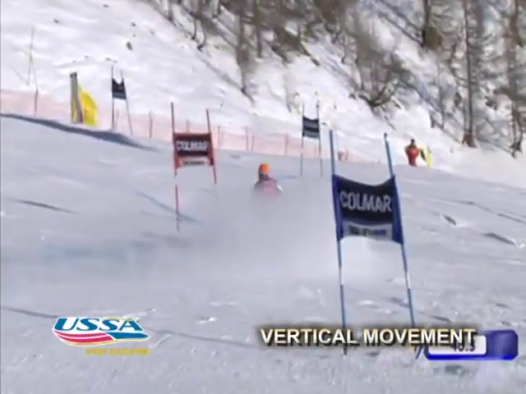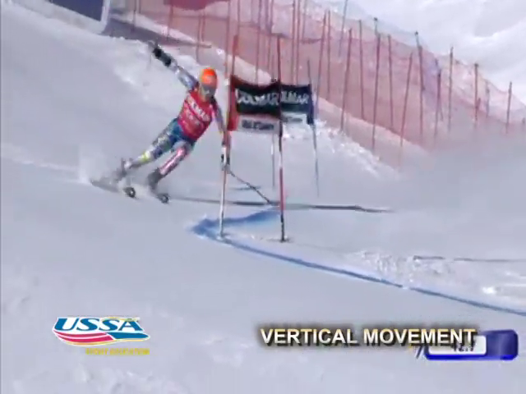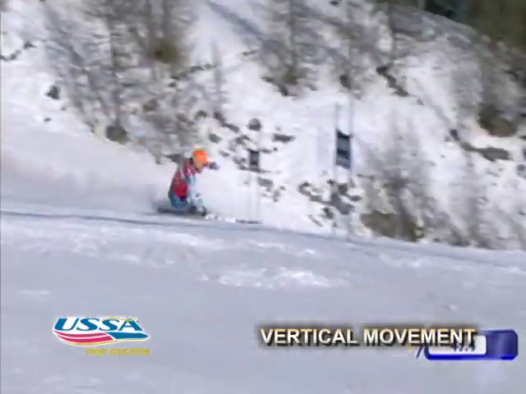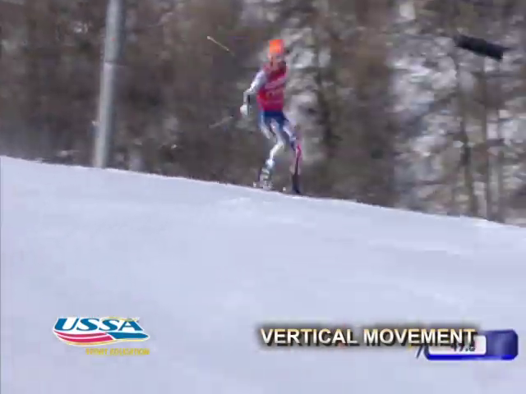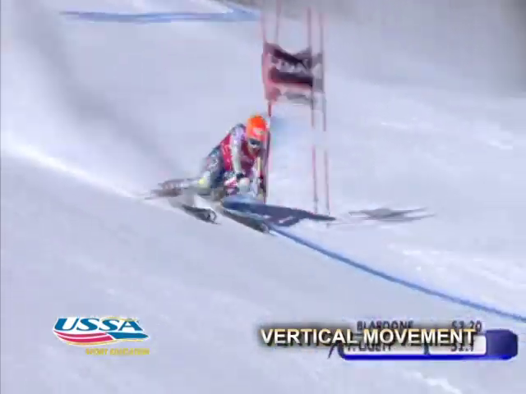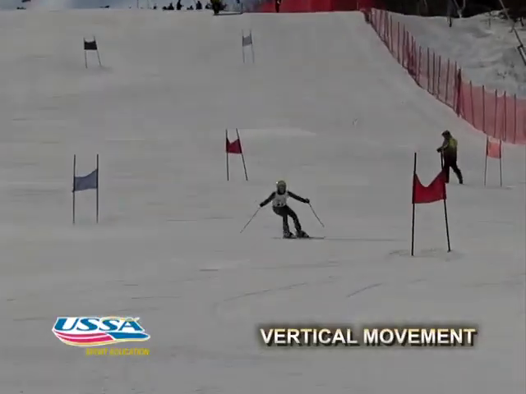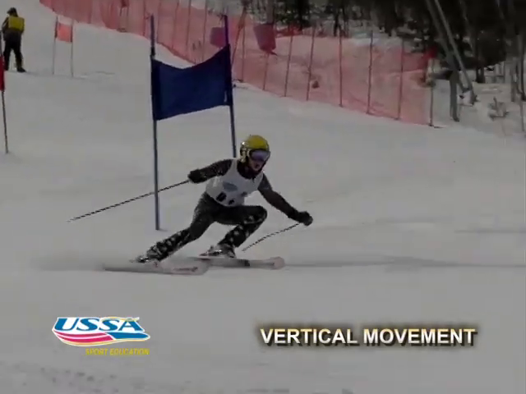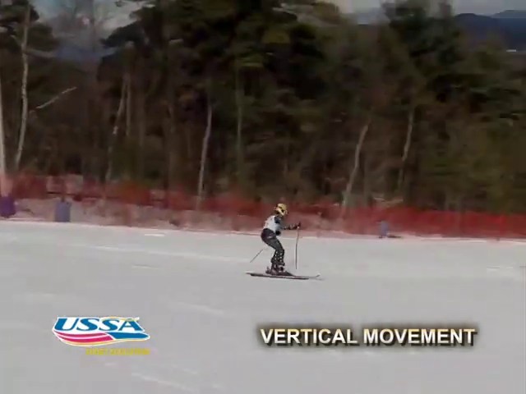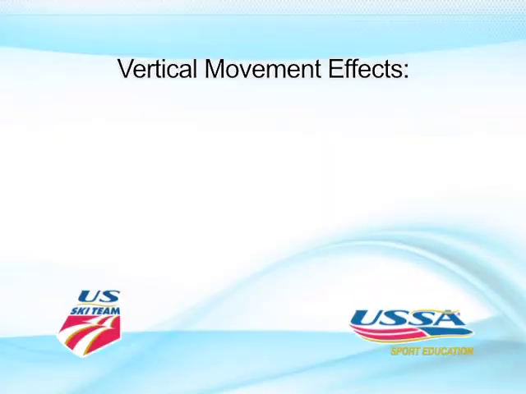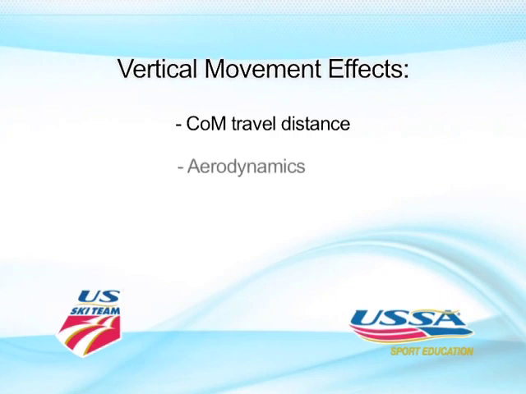While we move pressure fore and aft, we can also increase or decrease pressure directly to the ski. Pressure is increased or decreased by moving the skier's center of mass away from or toward the ski. While not exactly technically correct, this is oftentimes referred to as vertical movement. In this section, we will examine some of the ramifications of this center of mass vertical movement. This will be divided into center of mass travel distance, aerodynamics, and the snow reaction force.